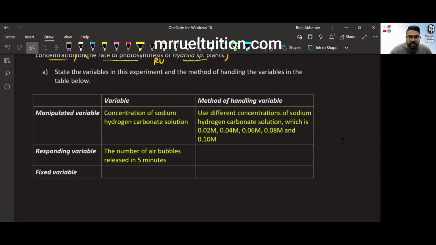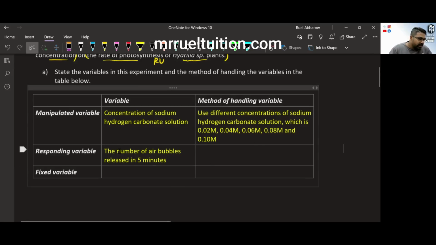This responding variable. So for the responding variable, the method of handling is always either you observe or you measure. This is usually the responding variable method of handling. Either you're going to observe it or you're going to record it. So in this case, we have the number of air bubbles. So this one is a little bit unique. You're not going to measure the number of air bubbles. You are also not technically going to observe it. You're going to count it, right? We're going to count the number of air bubbles released in 5 minutes.